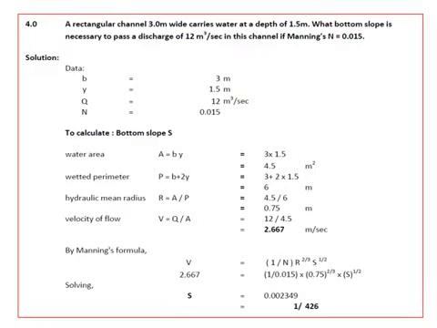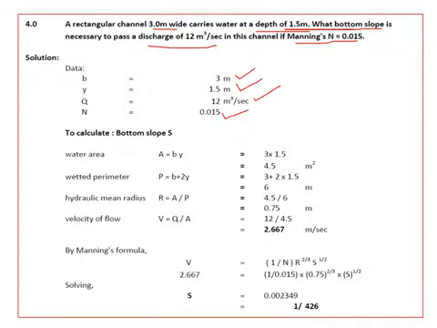So rectangular channel, again we have 3 meters wide, carries water to a depth of 1.5 meters. So here, I had not solved a problem on bottom slope, so now the bottom slope is unknown. Since Manning's n is given, Manning's equation is used. So discharge is given as 12 meter cube per second. So given B 3 meters, given Y 1.5 meters, discharge 12 meter cube per second and n as 0.015.